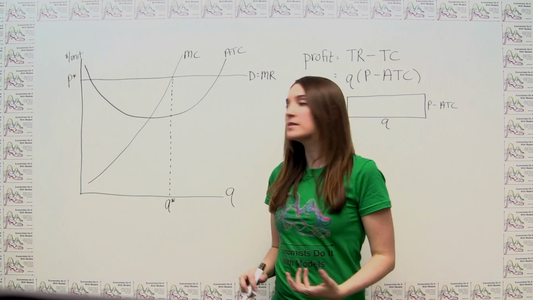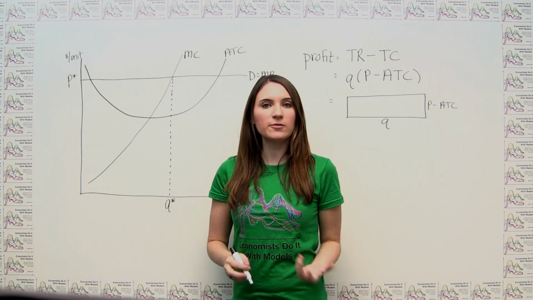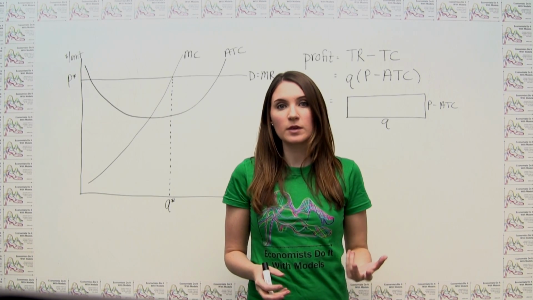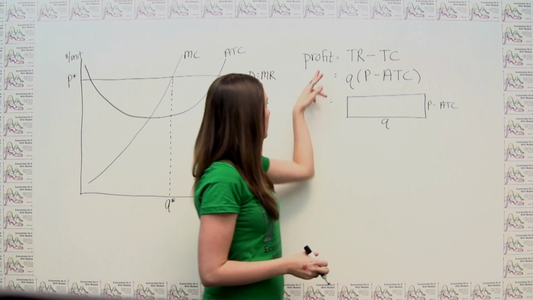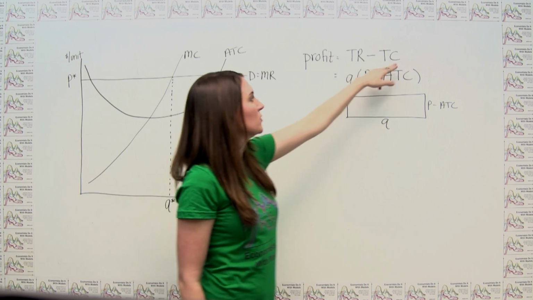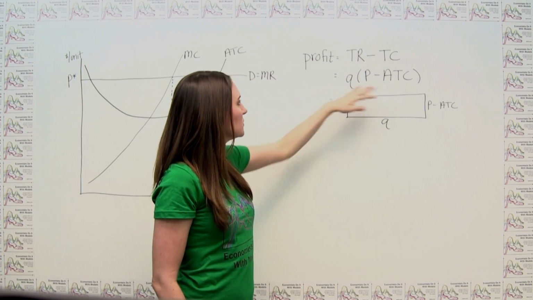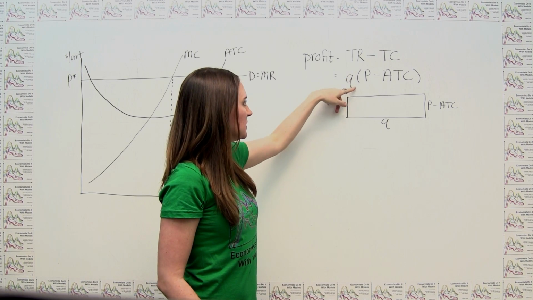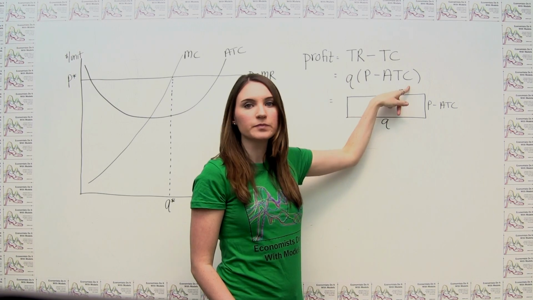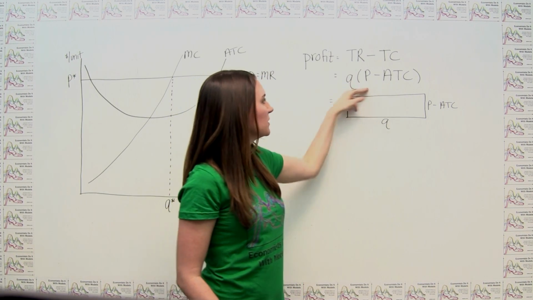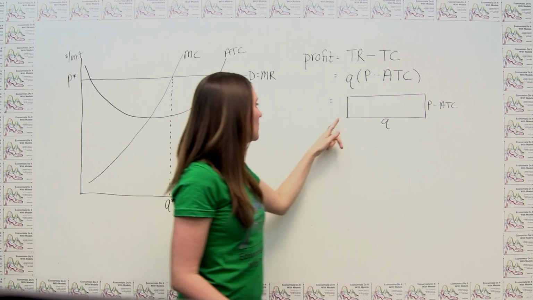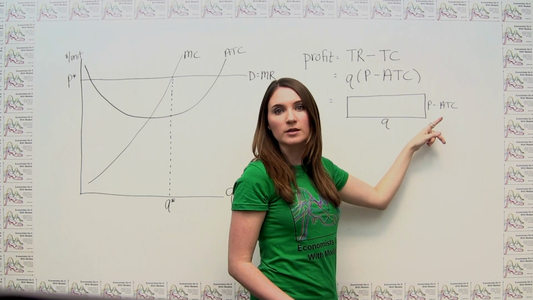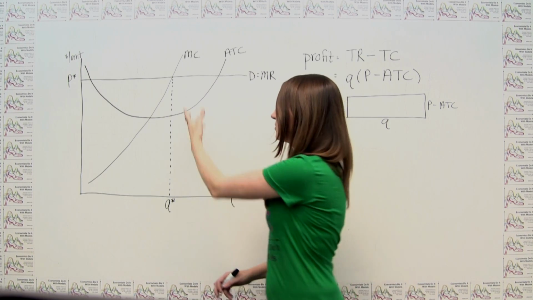Once we know the market price, how much the firm is producing, and the firm's cost structure, we can even get fancy and show how much profit the firm is making. Just as a refresher, profit is equal to total revenue minus total cost. Or, with a little bit of mathematical manipulation, we can say that profit is equal to quantity times price minus average total cost. And we said before that this was equal to the area of a rectangle where one dimension was quantity and the other dimension was price minus average total cost. So we can think about how that applies to our picture over here.